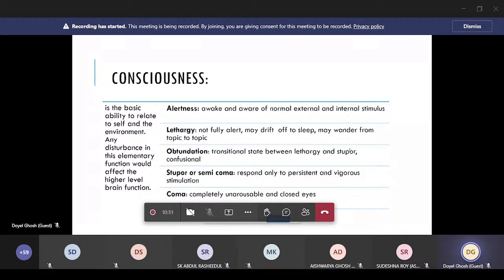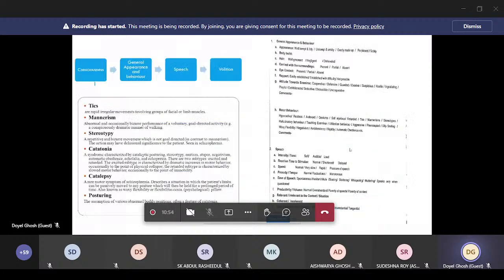Then we will move towards general appearance and behavior. In appearance, we have to see if the person is well groomed and tidy or not, if he or she looks very sickly, or sometimes, for manic patients, they are overly made up. We have to take note of those. Then we go for the body build. There are three types we know: ectomorphic, endomorphic, and mesomorphic. We have to write it down. For hair, is it well groomed, disheveled, negligent? We have to observe that.